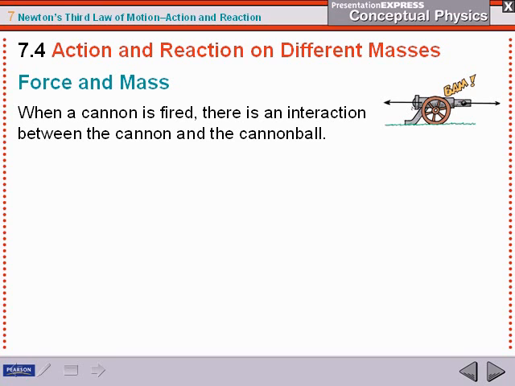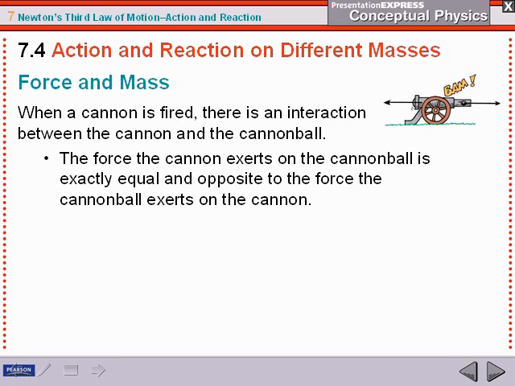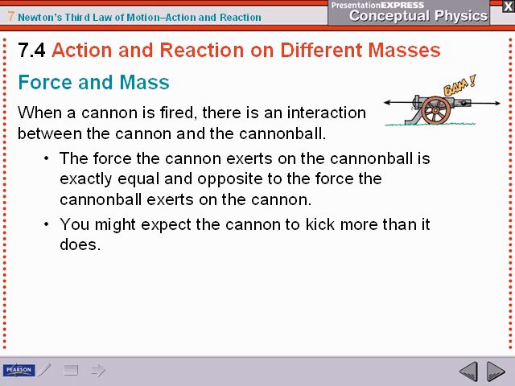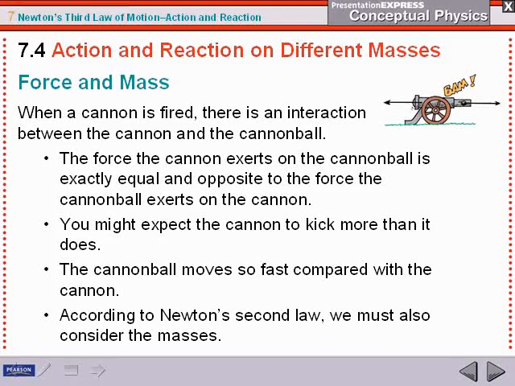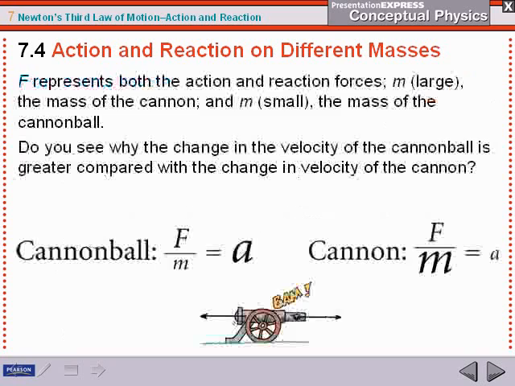So we have an interaction between the cannon and the cannonball. The force the cannon exerts on the cannonball is equal and opposite to the force the cannonball exerts on the cannon. Remember, A acts on B, B acts on A with the same amount. But you might expect the cannon to kick more than it does, and the cannonball moves fast compared with the cannon. But what you have to consider is the masses. If we just consider the force, we'd be kind of confused by this, but you have to look at the mass.